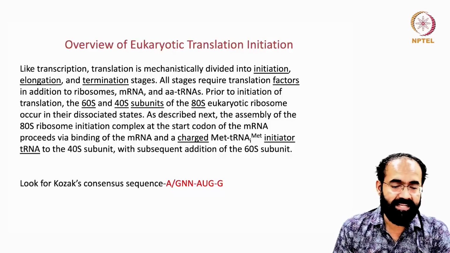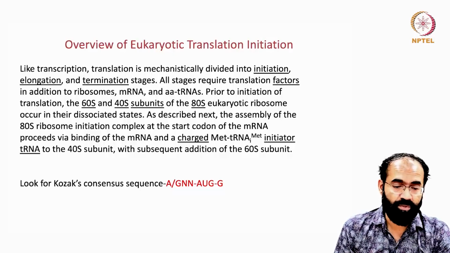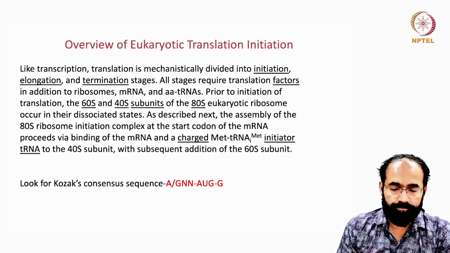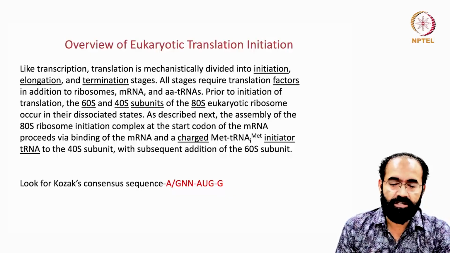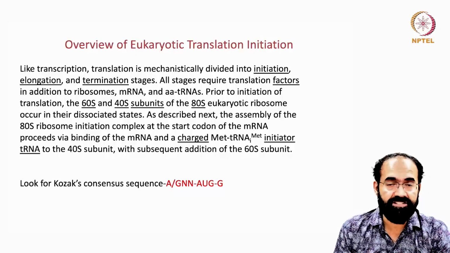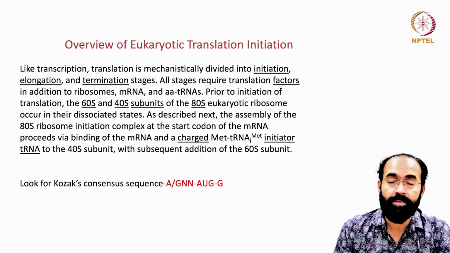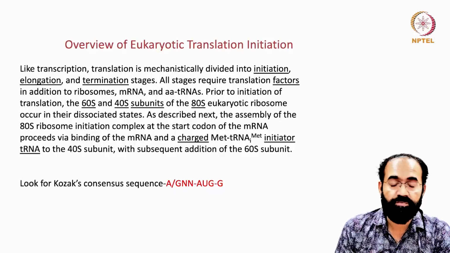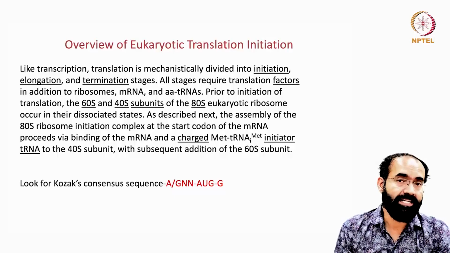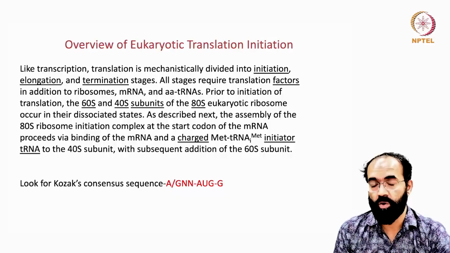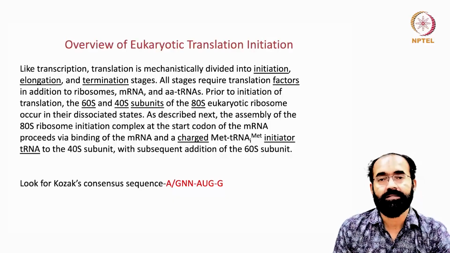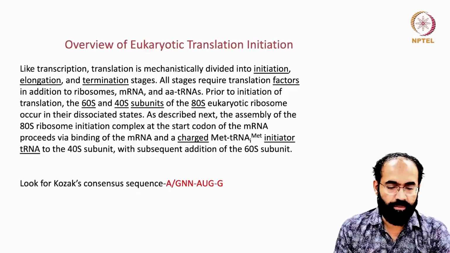And this initiator tRNA goes to the 40S subunit. So, what we are seeing is the assembly of the 80S ribosome initiation complex at the start codon of the mRNA, which precedes the binding of the mRNA and the charged tRNA, that is the methionylated initiator tRNA, to the 40S subunit. So, mRNA is bound with the 40S and the tRNA is bound with the 40S subunit, with the subsequent addition of the 60S subunit onto this complex. So, like that, this assembling will continue.